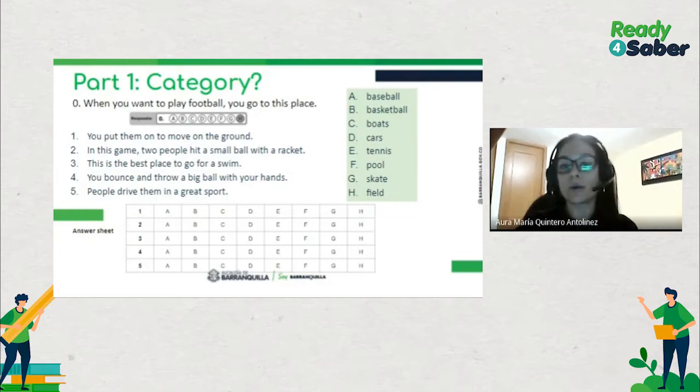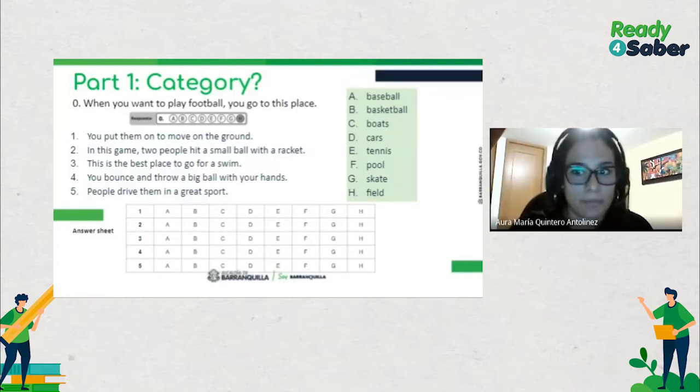Okay, so this is the best place to go for a swim. Remember, like swim? What is the best place to go for a swim? The pool. Good, Luisa. Good job. The pool. Yes, very well.